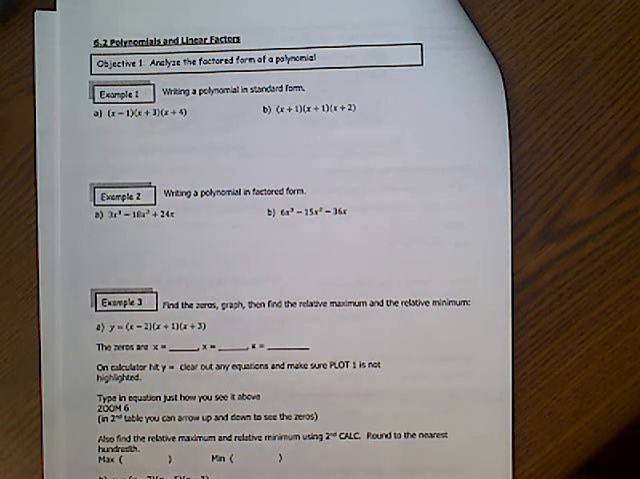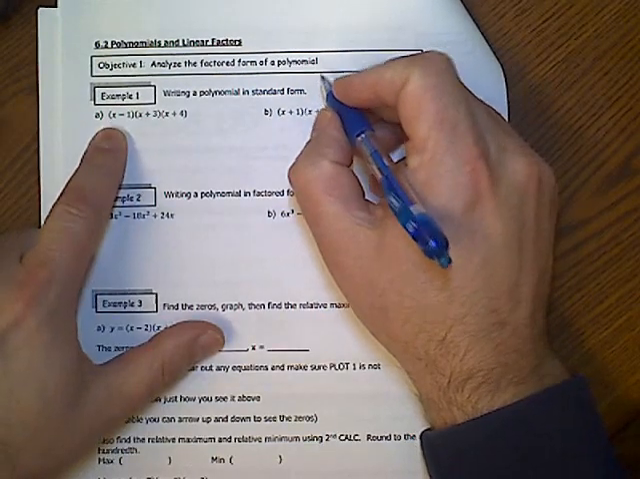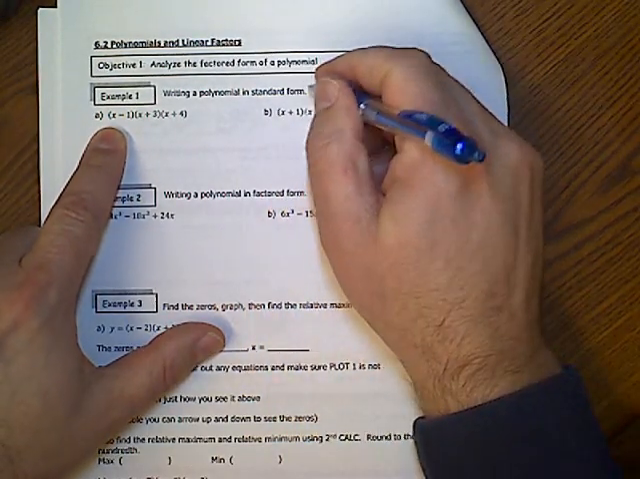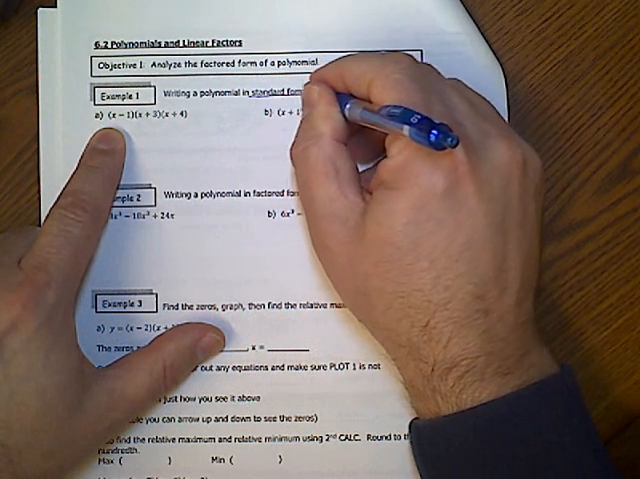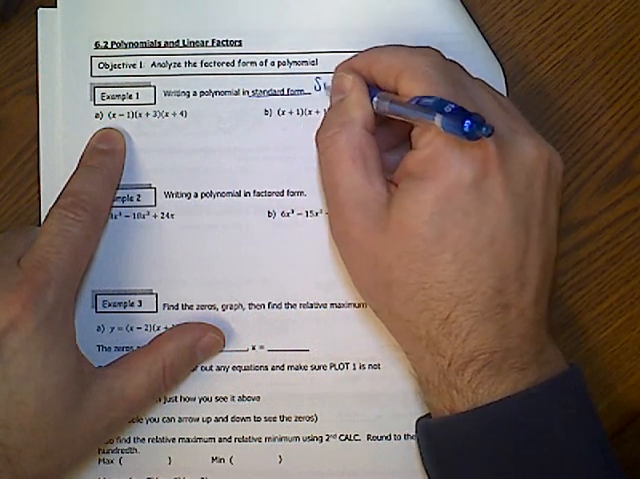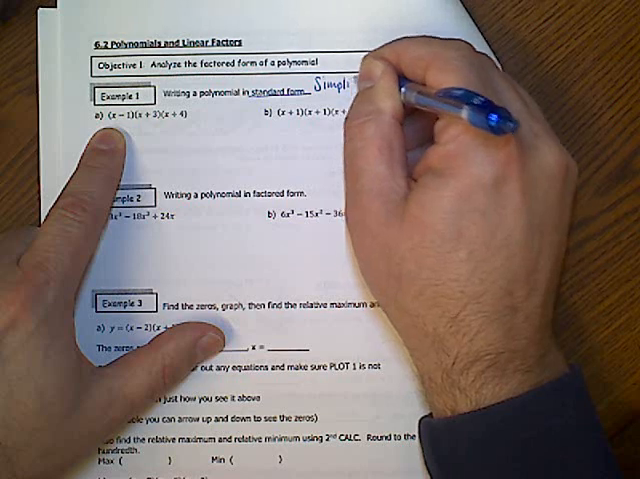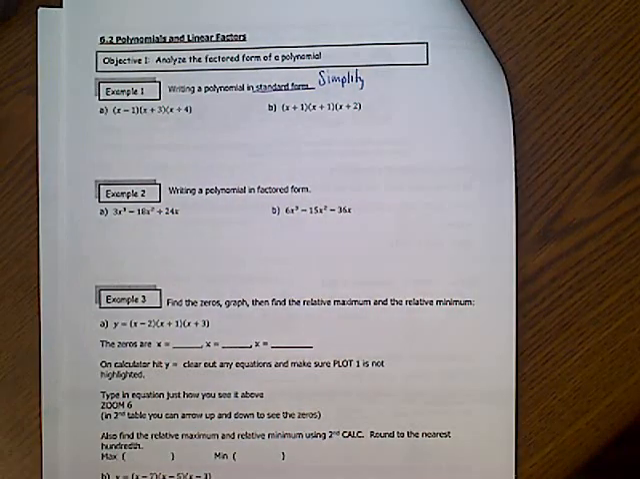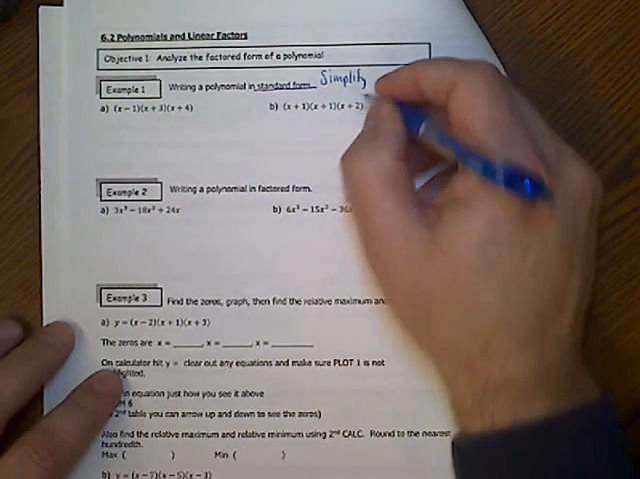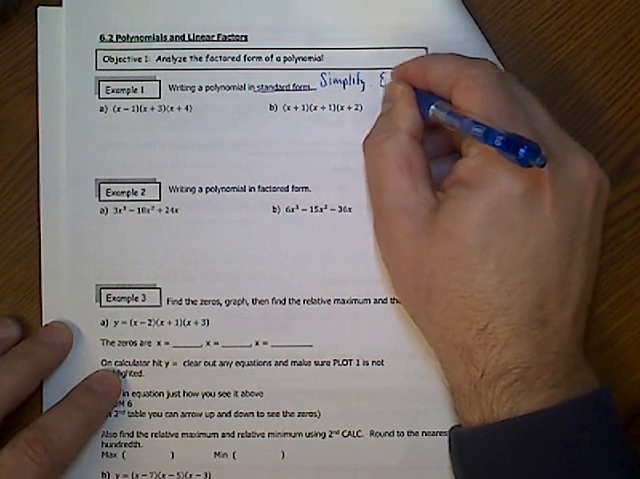Okay, so for the first thing, it's telling me to write in standard form. What you need to remember is that it wants you to simplify this. We did this on day 1, on 6-1. I want you to simplify this first and to write it as an expression.